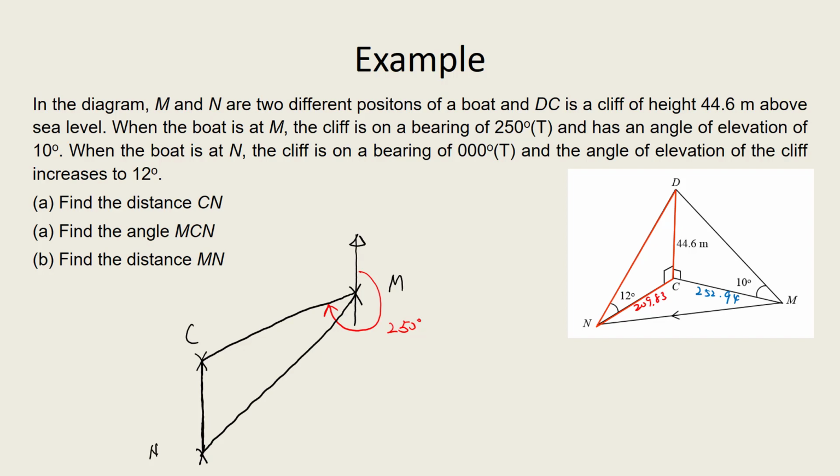Now let's gather all the information we know about this triangle MNC. We know the distance CN is 209.83. We also have calculated the distance CM is 252.94. Within this triangle, we need to look for the angle MCN as well as the distance MN. Let me highlight the targets in yellow.